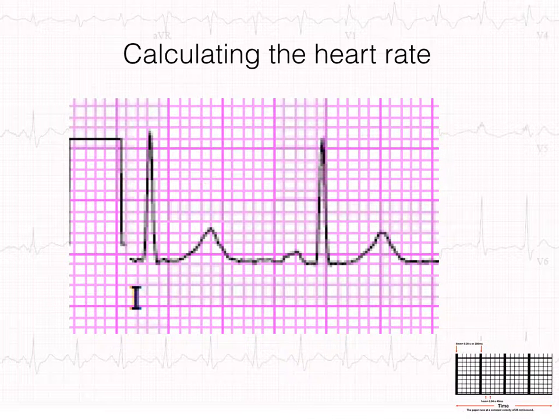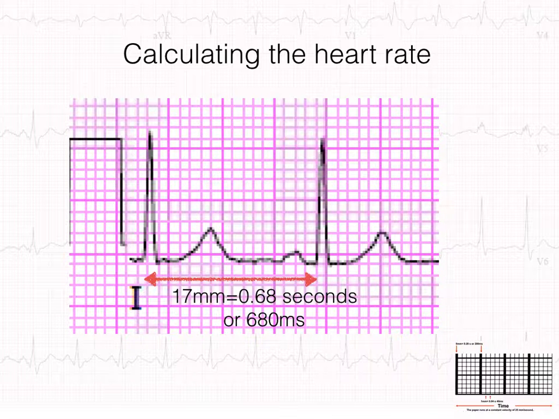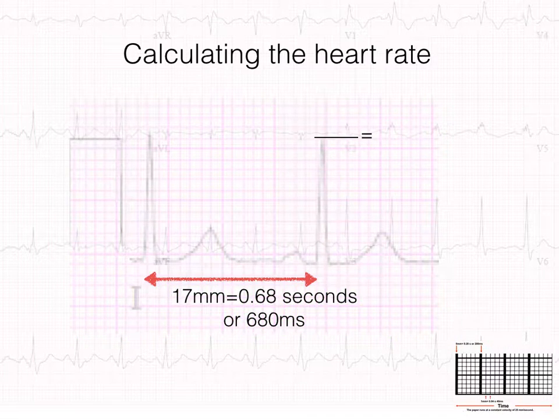For example, here we have two QRS complexes, and the distance in between them equals 17 millimeters, or 0.68 seconds, or 680 milliseconds. How did we come to this conclusion? This 17 millimeters equals 0.68 seconds, because 17 times 0.04 seconds equals 0.68 seconds.